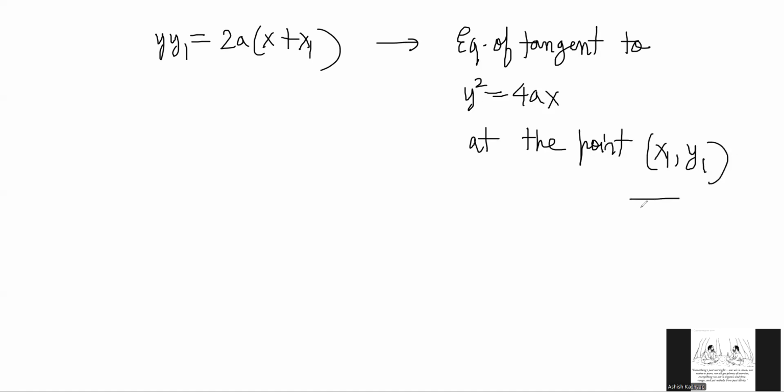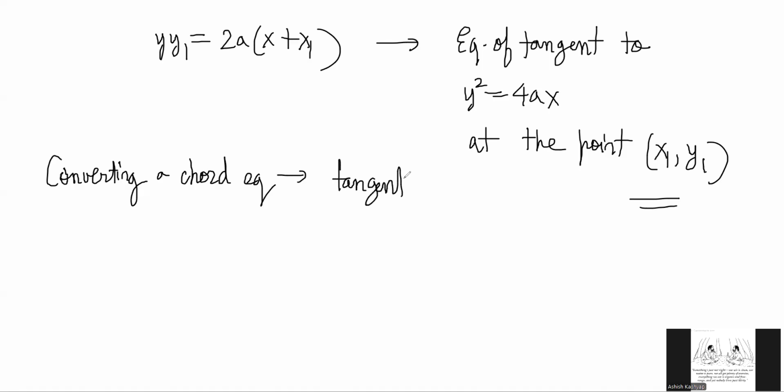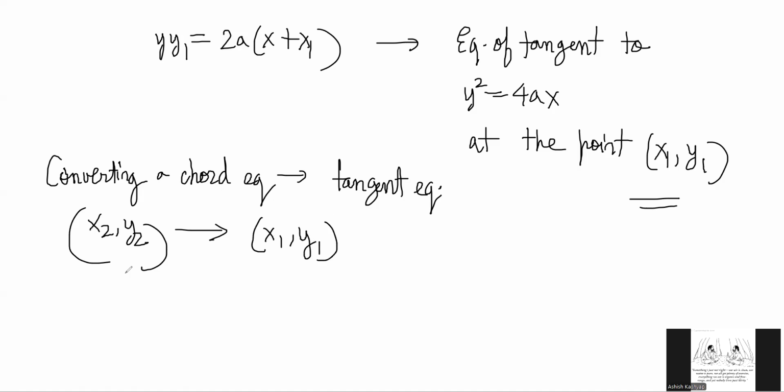Obviously, the way we got it here was by converting a chord equation to the tangent equation. We did that by bringing the point (x2, y2) and saying that it tends towards (x1, y1), and seeing how the chord equation got changed, right? So that is one way to get this equation. Obviously, there are other ways to find the tangent equation.